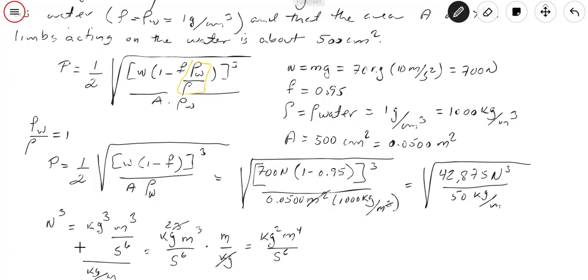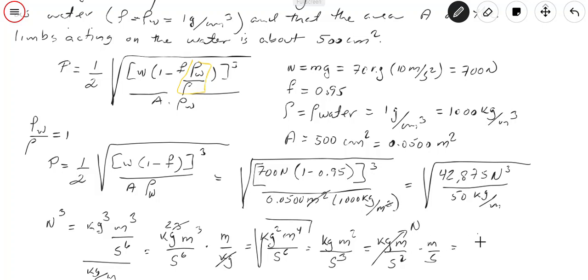All this is under the radical. If we now find the square root, it would be kilogram meter squared over second to the third. This is the same as kilogram meter over second squared times meter over second. Kilogram meters over second squared is newton. Newton times meter is joule over second, and joule over second is the watt. This is why we get watts as the output unit.